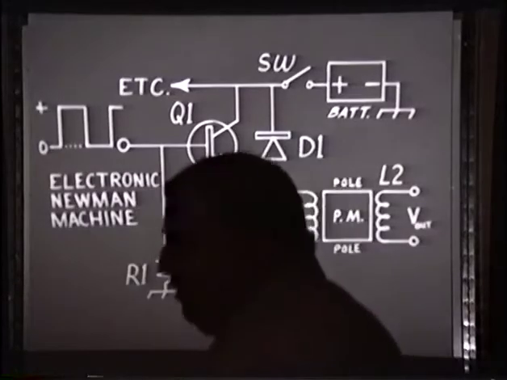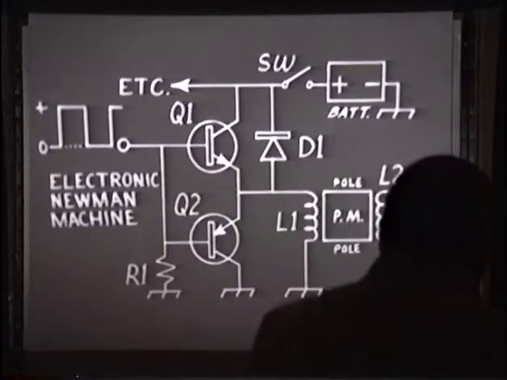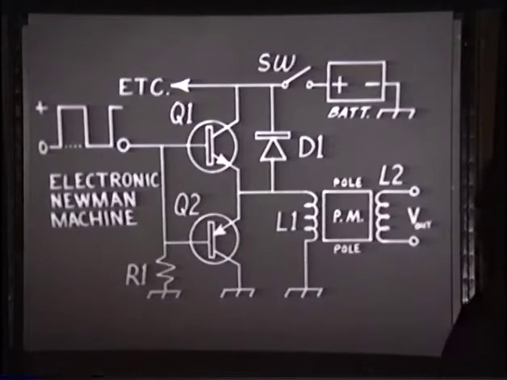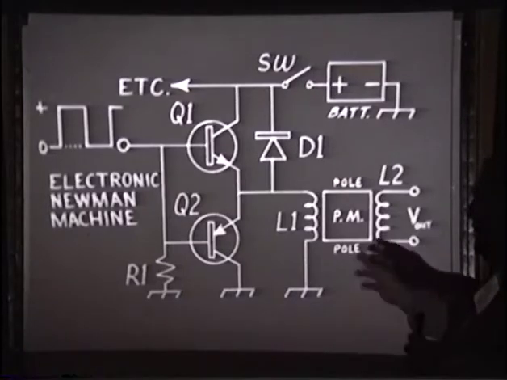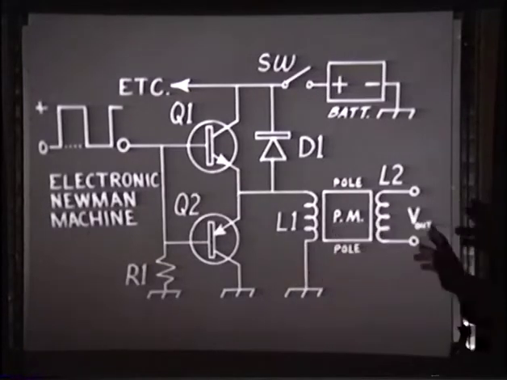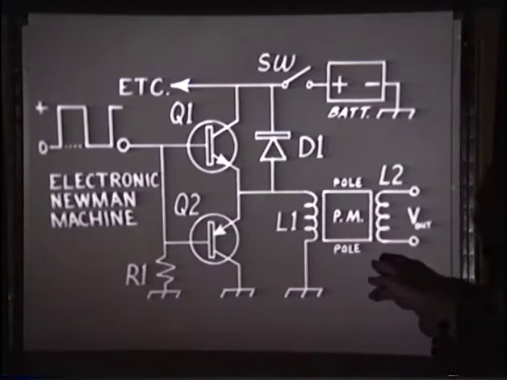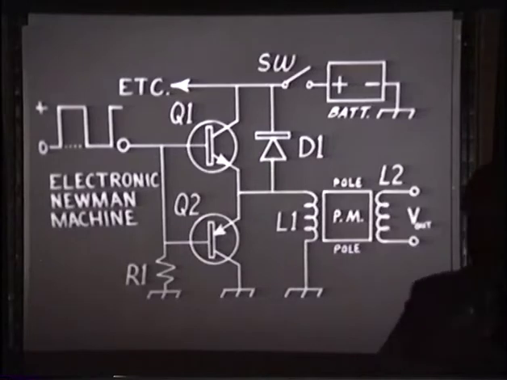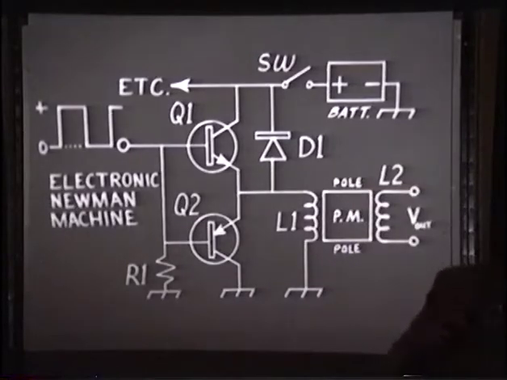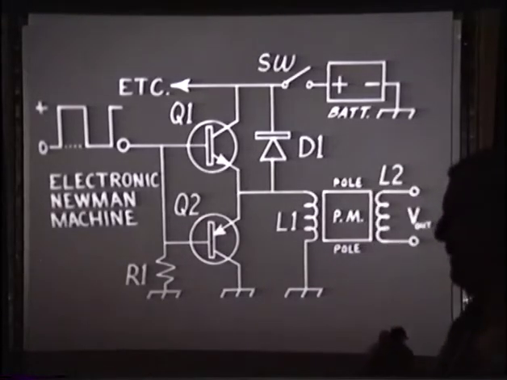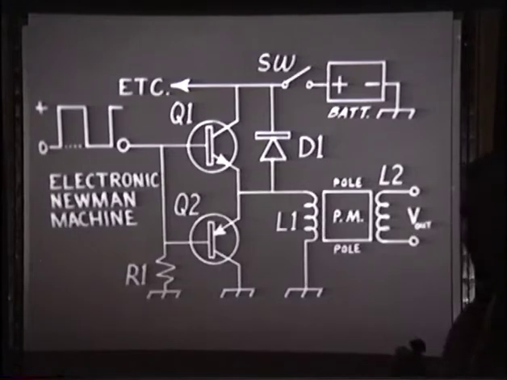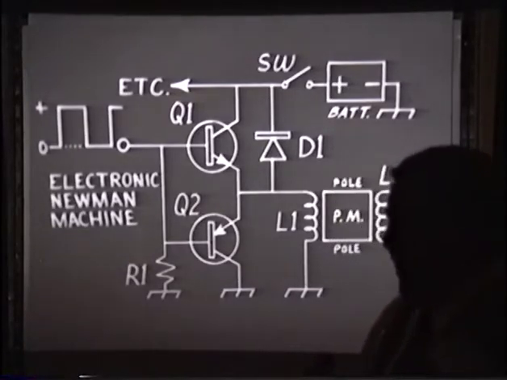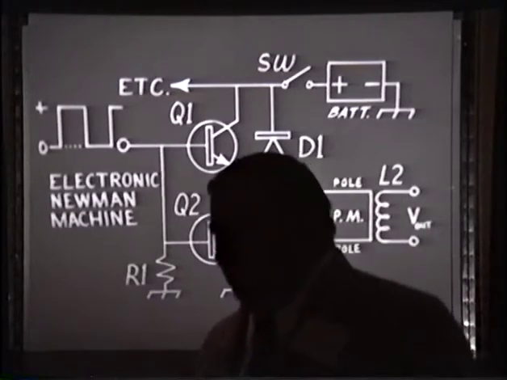Before I go on, this is a schematic diagram of an electronic version of a Newman machine. I actually built one of these things, 2 different ones, and tested it out using little toy Mabuchi motors. I made measurements, and on average, I got 2.5 times the power out that I was putting into the motor. So the magnet was actually doing work against the external world.